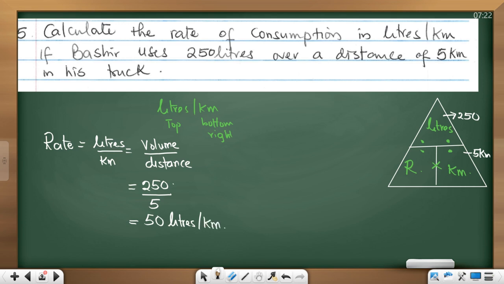So your triangle will always help you out. I hope you know how this works. Use the sign to guide yourself.